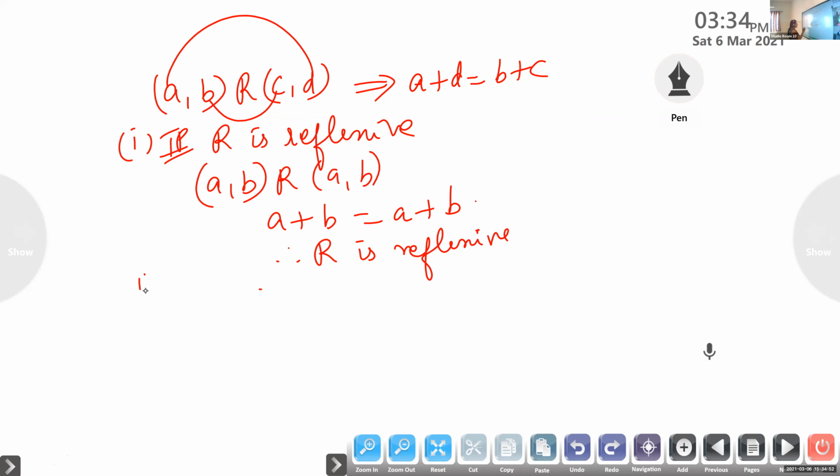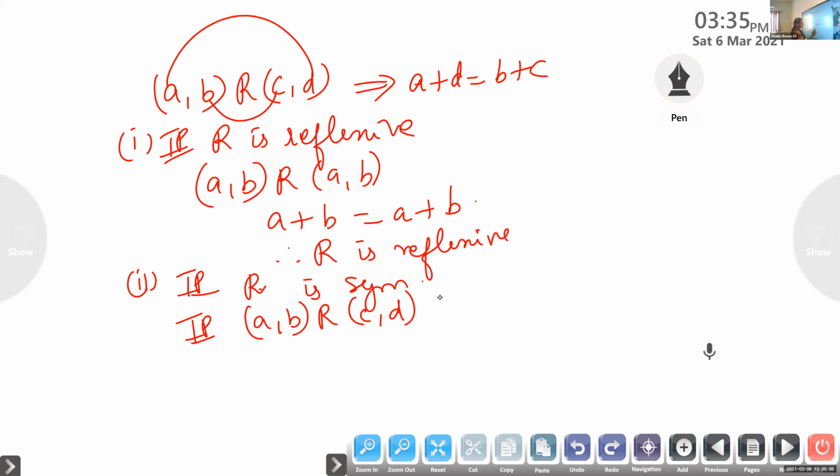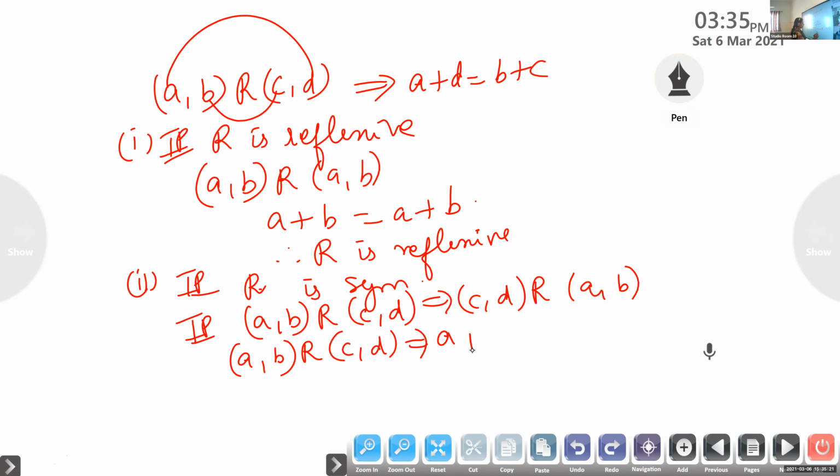Now check whether it is symmetric. To prove R is symmetric, suppose (a, b) is related to (c, d) implies (c, d) is related to (a, b). So you start with the first one. Suppose (a, b) is related to (c, d). So that implies a plus d is equal to b plus c.